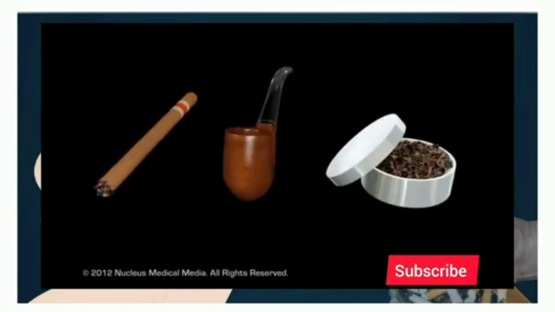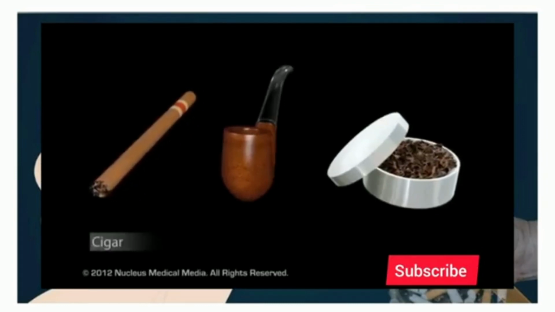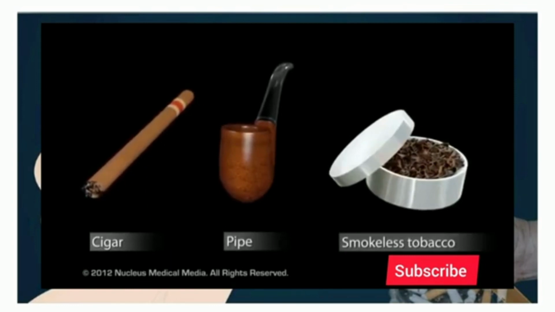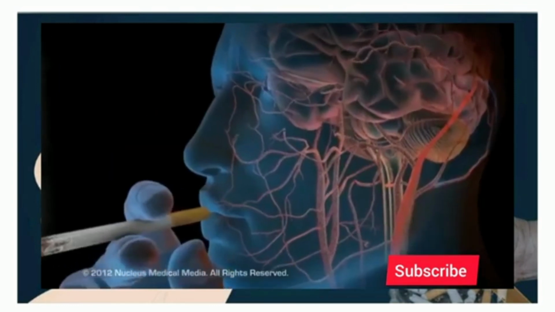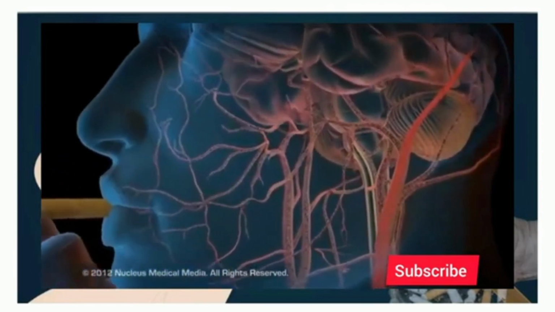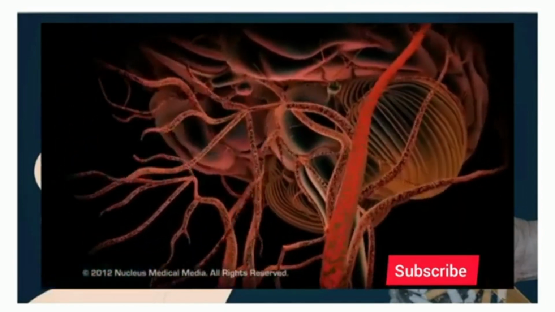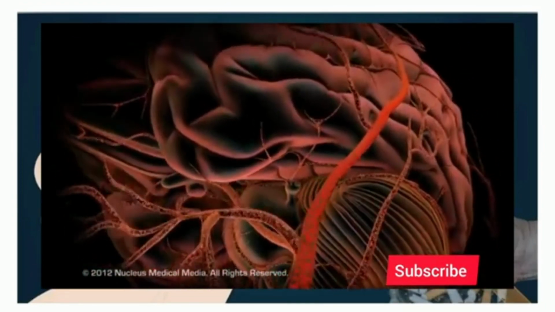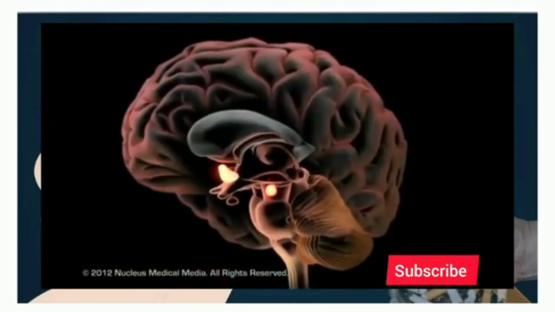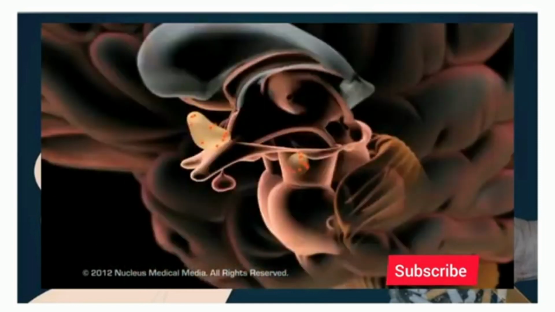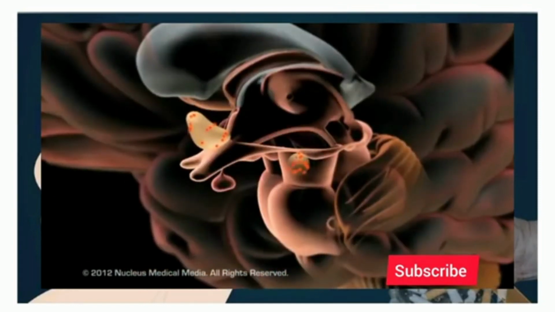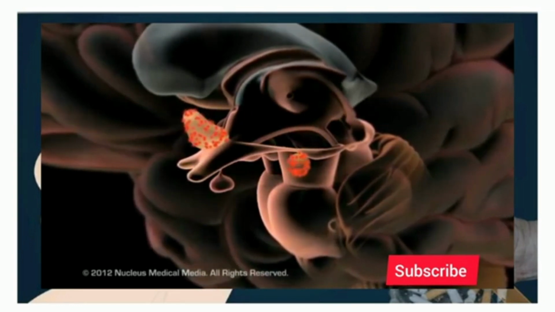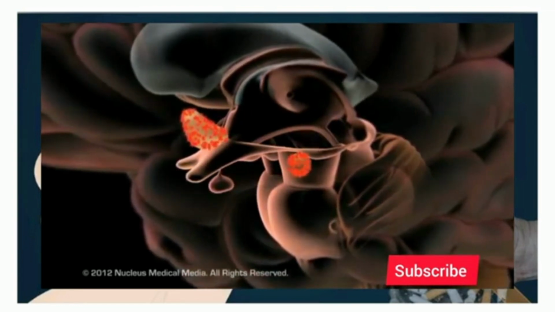All forms of tobacco are dangerous, including cigars, pipes, and smokeless tobacco such as chewing tobacco and snuff. Nicotine is an addictive chemical in tobacco. After you inhale tobacco smoke, nicotine flows through the bloodstream to your brain, where it induces a pleasurable feeling. When you repeatedly expose your brain to nicotine, it becomes desensitized, making you crave more and more nicotine just to feel normal.